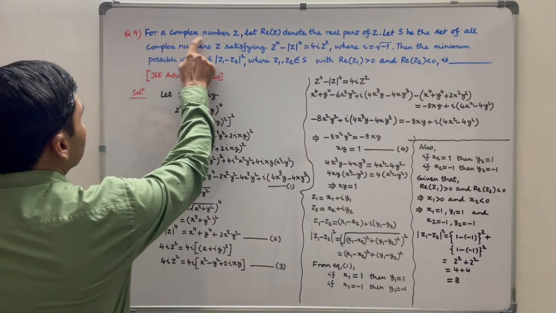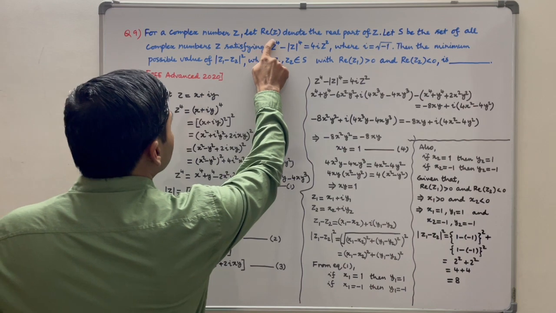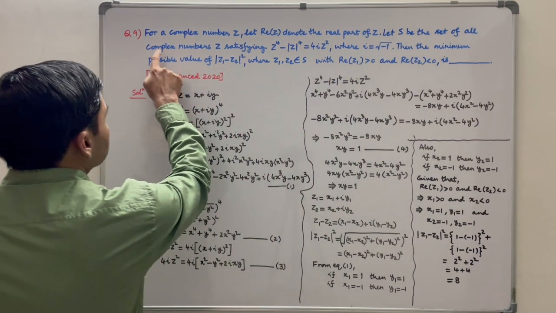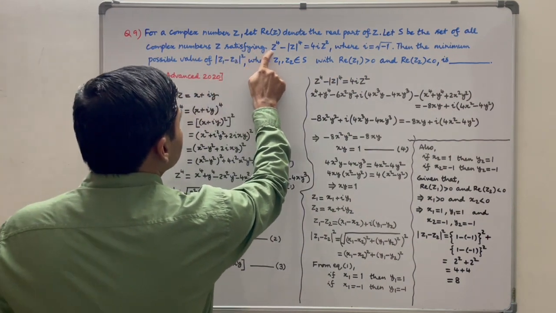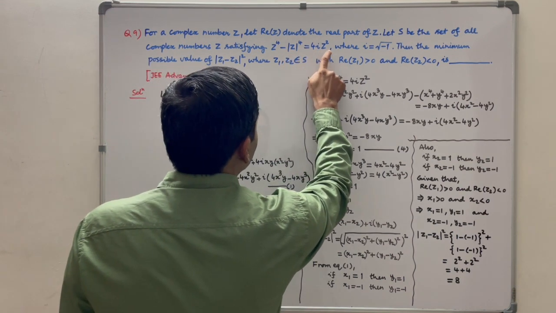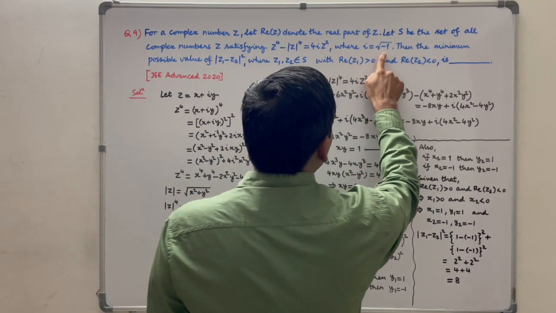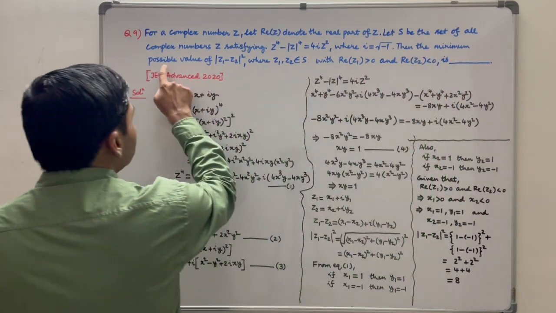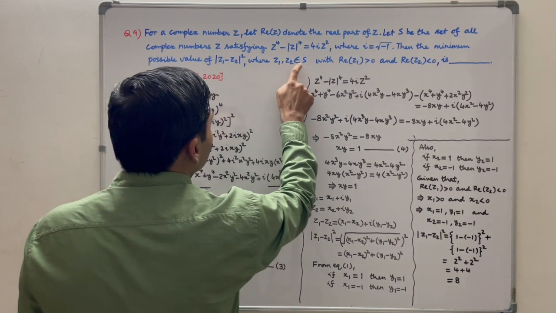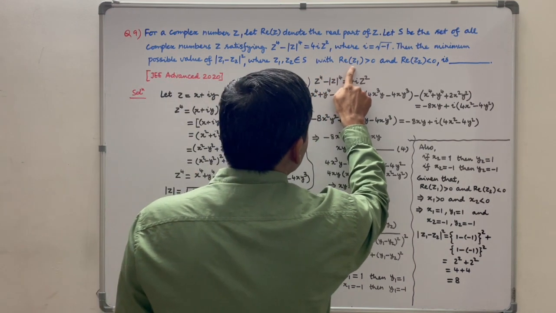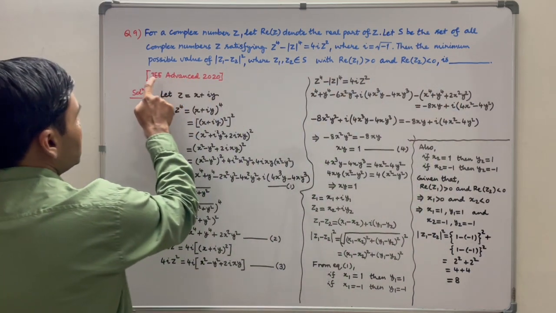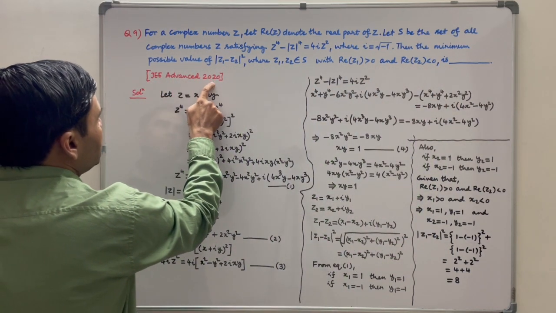Ninth question. For a complex number z1, let Re z denote the real part of z. Let S be the set of all complex numbers z satisfying z to power 4 minus mod z to power 4 is equal to 4i z square, where i is equal to under root minus 1. Then the minimum possible value of mod z1 minus z2 square, where z1, z2 belong to S with real z1 greater than 0 and real z2 less than 0 is. This question was asked in JEE Advanced 2020.